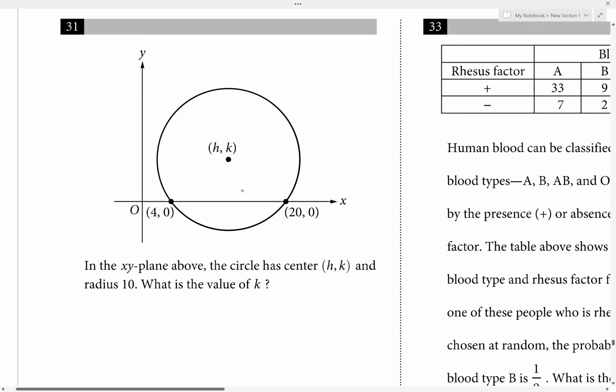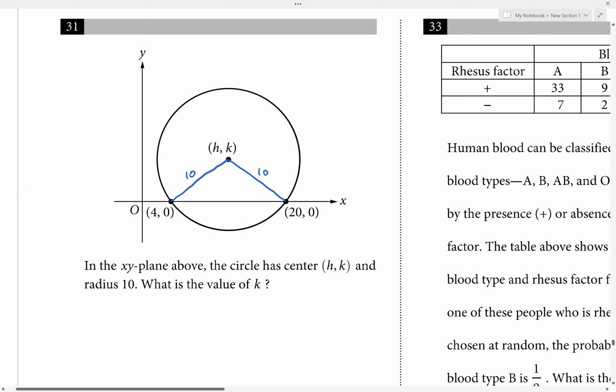So for this question, we know the radius is 10. The radius is the distance between the center of the circle and any point on the circle. So what we can do first is draw the radius like this. From the center to this point on the circle, we know this will be 10. And from the center to another point on the circle, the radius will also be 10.